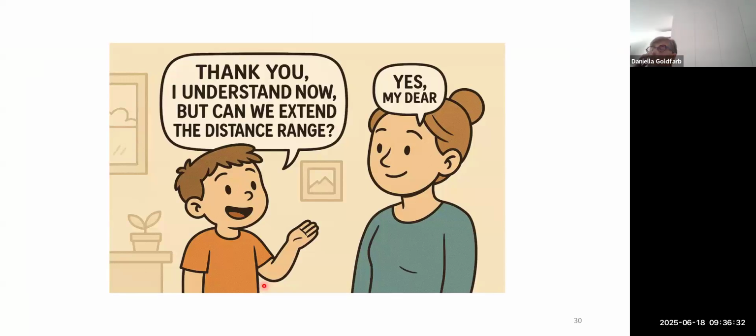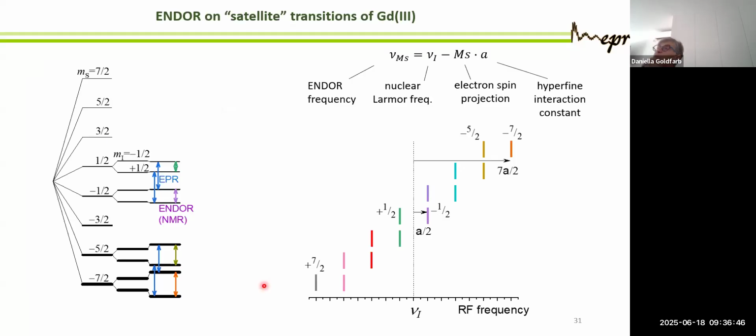So now, I hope you're convinced, you understand, and everything is good. But can we extend the distance? Yes, we measured up to 15. And the answer is yes. Now we exploit the fact that gadolinium is high spin. Before, I showed you only this energy level, the half minus half, that behaves just like a spin half. But if we excite, for instance, another EPR transition, then we have these NMR transitions, and they will be placed somewhere else.